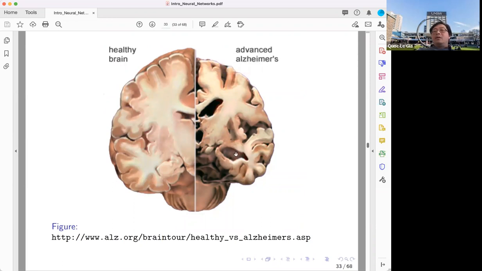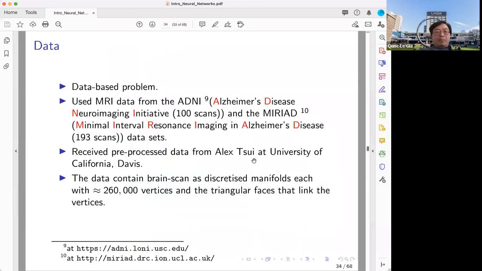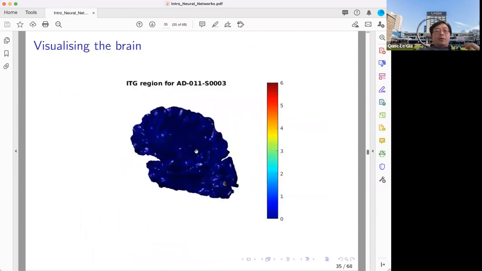This is important because the data we got is just MRI scans, and each of them is a discretized surface with around 260,000 vertices, with triangular faces that connect the surfaces, and then we plot it using MATLAB. We can plot it like this. This one is an example of a surface. This one is AD.